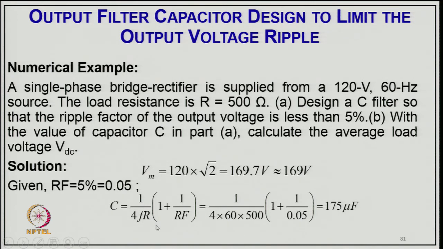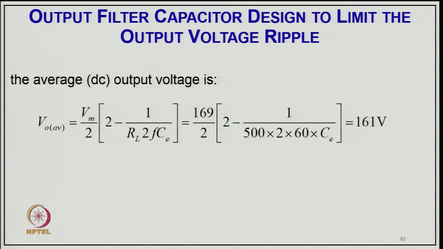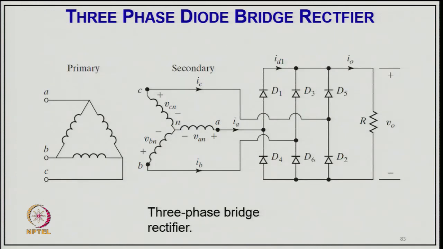So, C is 1 upon 4 F r, in bracket 1 upon 1 by R f, equal to 1 upon 4 into 60 into 500, bracket 1 plus 1 upon 0.5, that becomes 175 microfarad. And the average DC voltage V equal to V m, minus V m by 2 in bracket 2 minus 1 upon R L 2 F C, equal to 169 by 2 in bracket 2 minus 1 upon 500 into 2 into 60 into C, that is 161 volt.